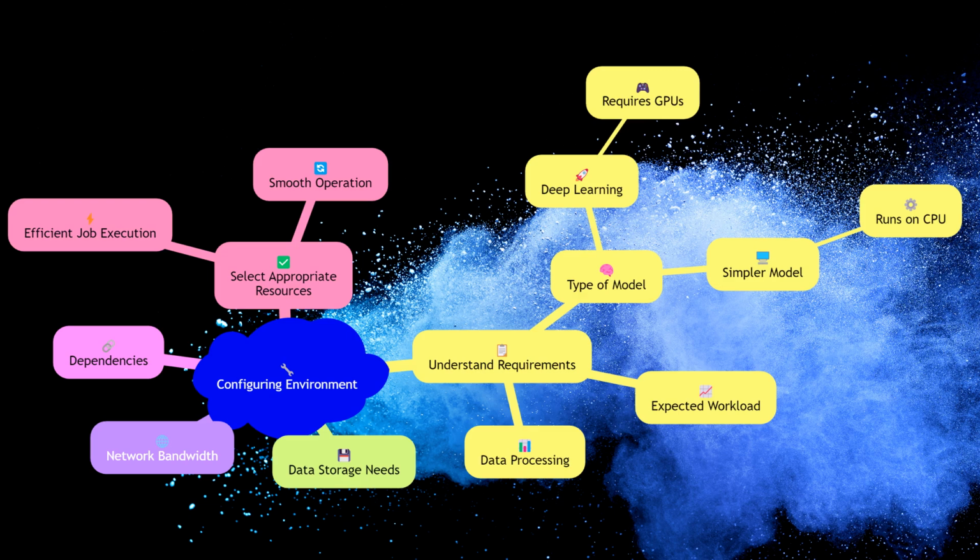This includes the type of model being deployed, the data it will process, and the expected workload. For instance, a deep learning model may require GPUs for faster computation, while a simpler model might run efficiently on a CPU. Additionally, consider the data storage needs, network bandwidth, and any dependencies the job might have. Understanding these requirements helps in selecting the appropriate resources and configurations, ensuring that the job runs smoothly and efficiently.